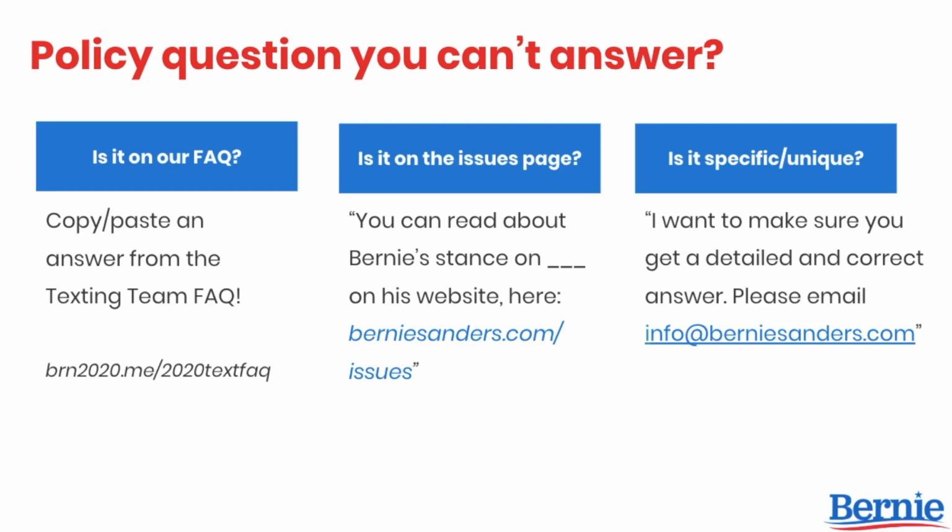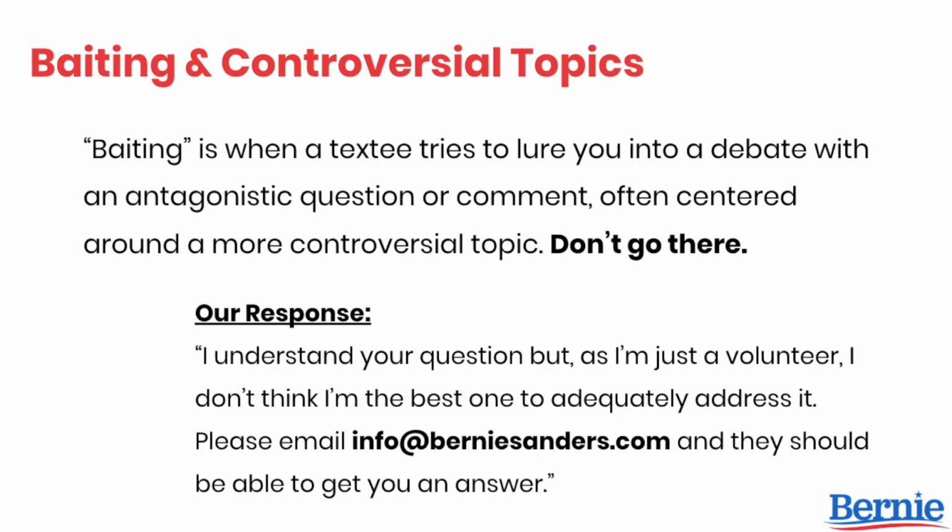Third, if the issue or question is particularly specific or unique, go ahead and ask them to email info@berniesanders.com, which is designed to receive and respond to more detailed and difficult policy questions. If you get a question about a particularly controversial topic, or get the sense that the textee is trying to bait you into an antagonistic conversation or debate, please, again, don't go there. Instead, offer them this stock response, directing them to info@berniesanders.com, and you can find this exact same language when you're texting in the text team FAQ.